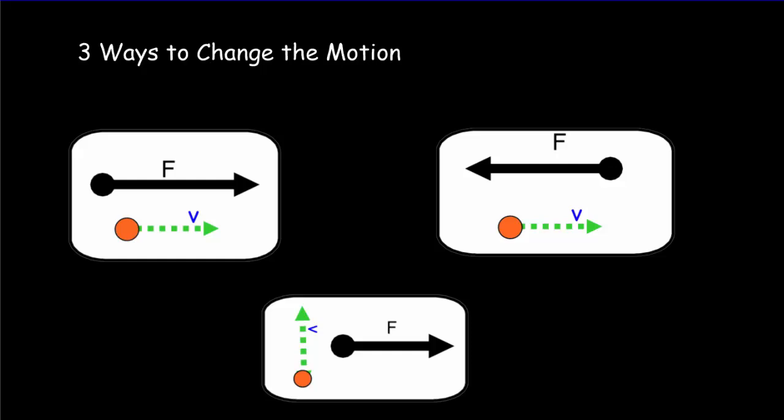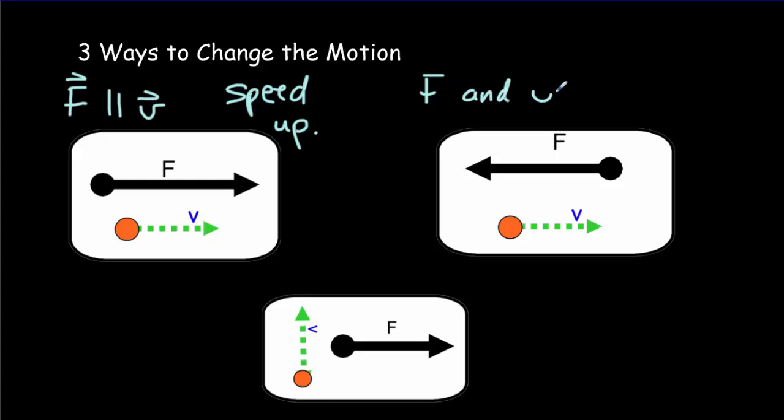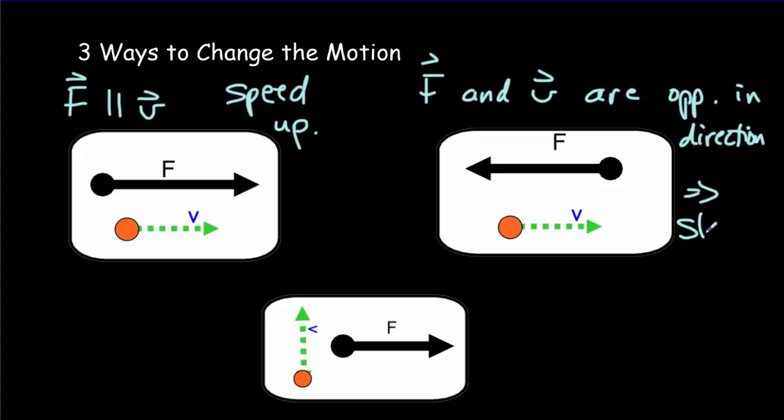And there's three basic ways that a force can change the motion. In the first case, we've got the force parallel to the velocity. And if that's true, if they're both in the same direction, then the object is of course going to speed up. However, if the force is pushing back against the object's motion, if the force and the velocity are opposite in direction, then of course we're going to slow down.